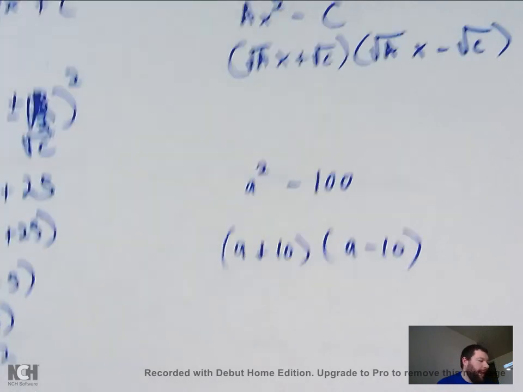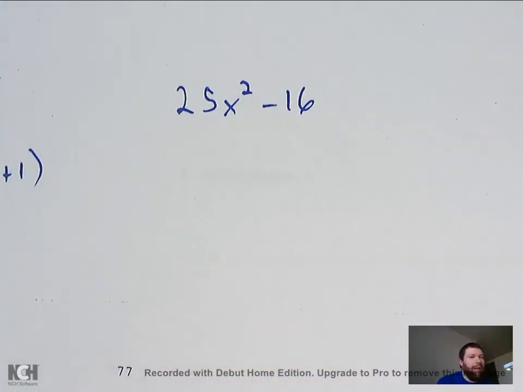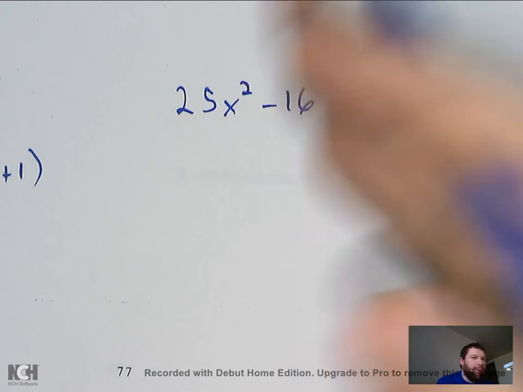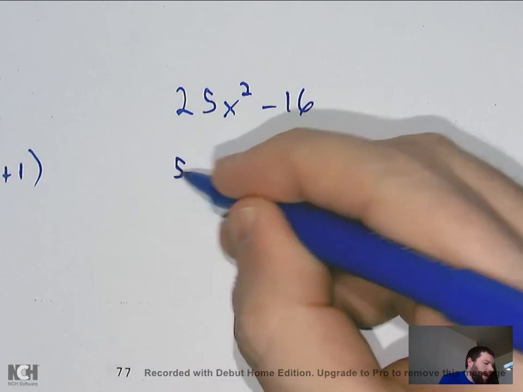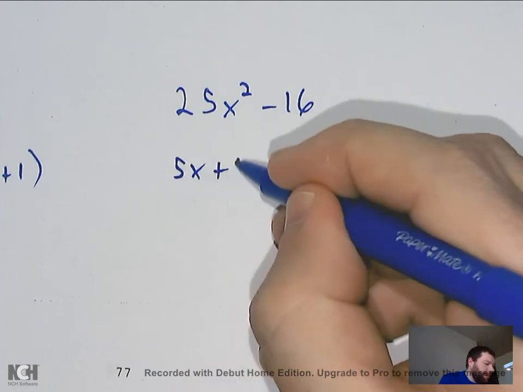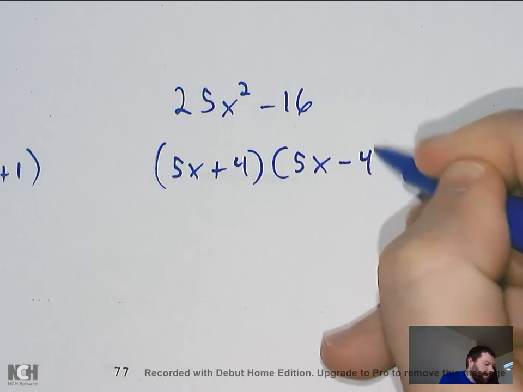Okay? And then the other perfect square, so a is 25, the square root of that is 5, so that works. 16, square root of that is 4, so that works. So I can split it up, and it would be 5x plus 4 times 5x minus 4.